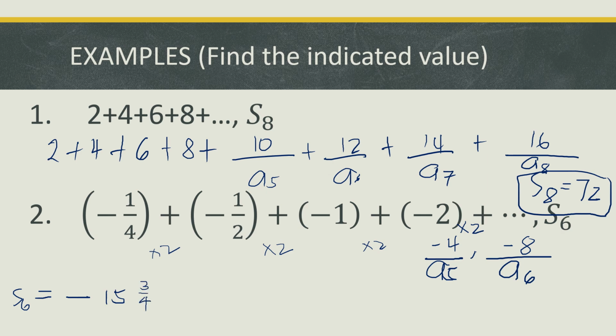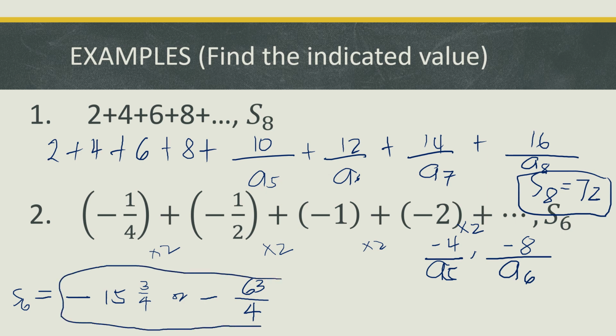Of course, this is correct. But if your teacher asks you to change it into an improper fraction, just multiply 15 times 4, we have 60. Plus 3, we have 63 over 4. So the answer is negative 63 over 4 or negative 15 and 3/4. Okay, so that's how the series works.